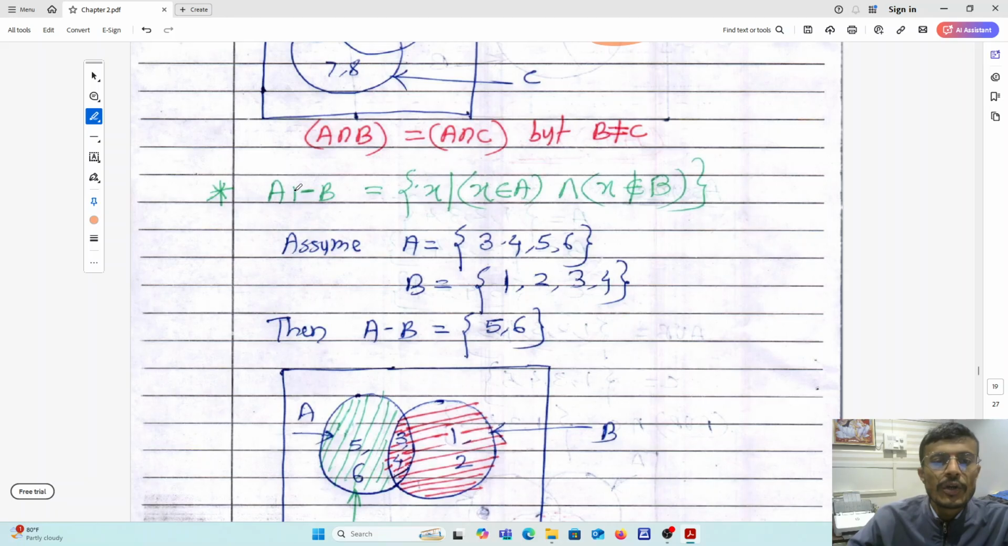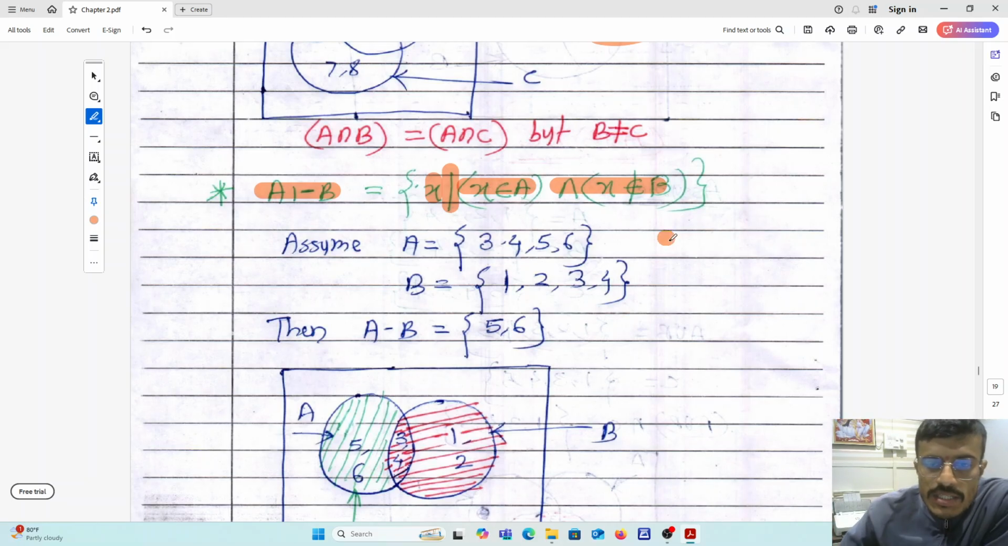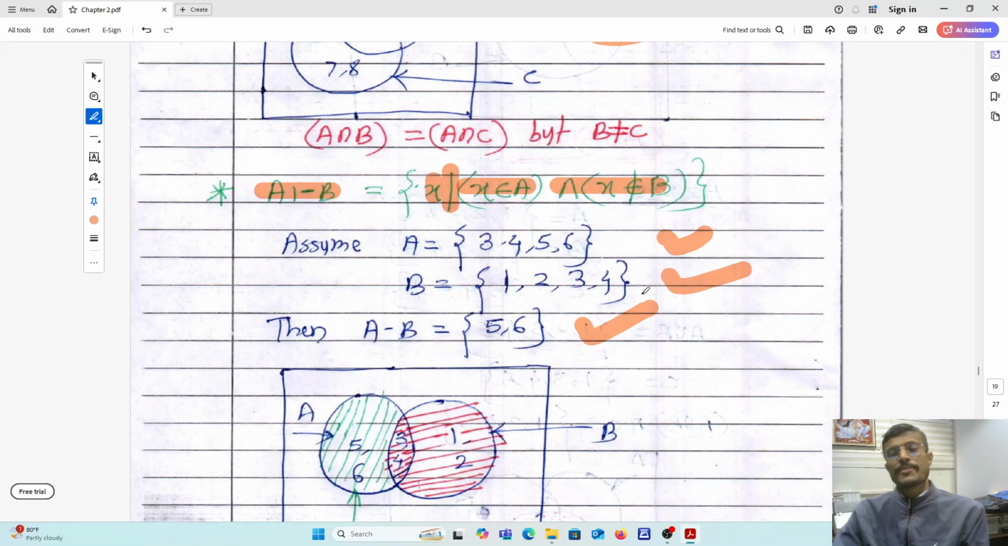the next one, you have to find the Venn diagram for A minus B. It is nothing but {X : X belongs to A and X does not belong to B}. So if I take here A is equal to {3, 4, 5, 6} and B is equal to {1, 2, 3, 4}, then A minus B will give you {5, 6}, because it contains all the elements present in A except the repeated elements with respect to B. So that is A minus B.